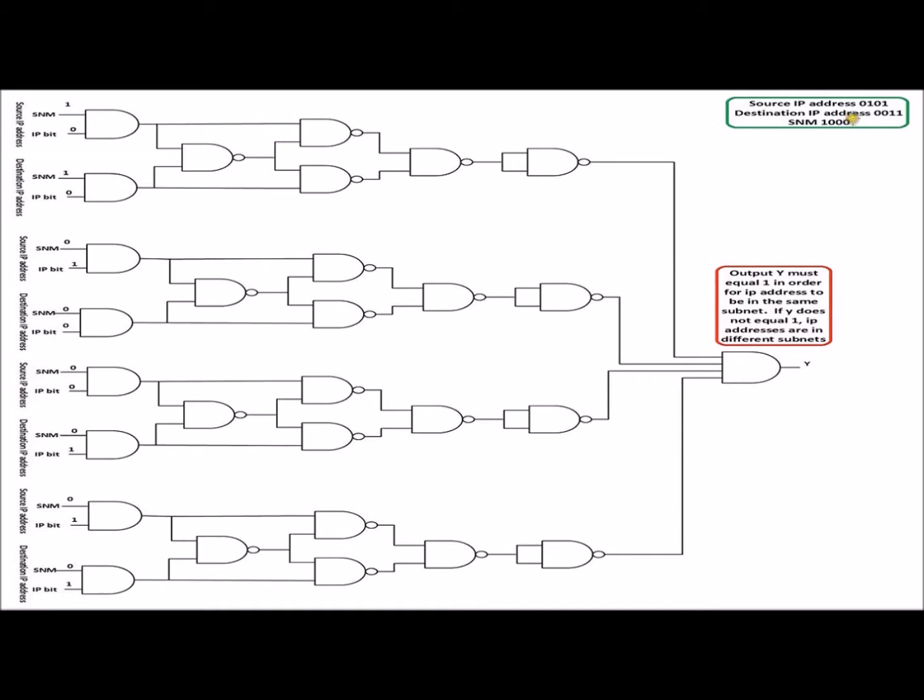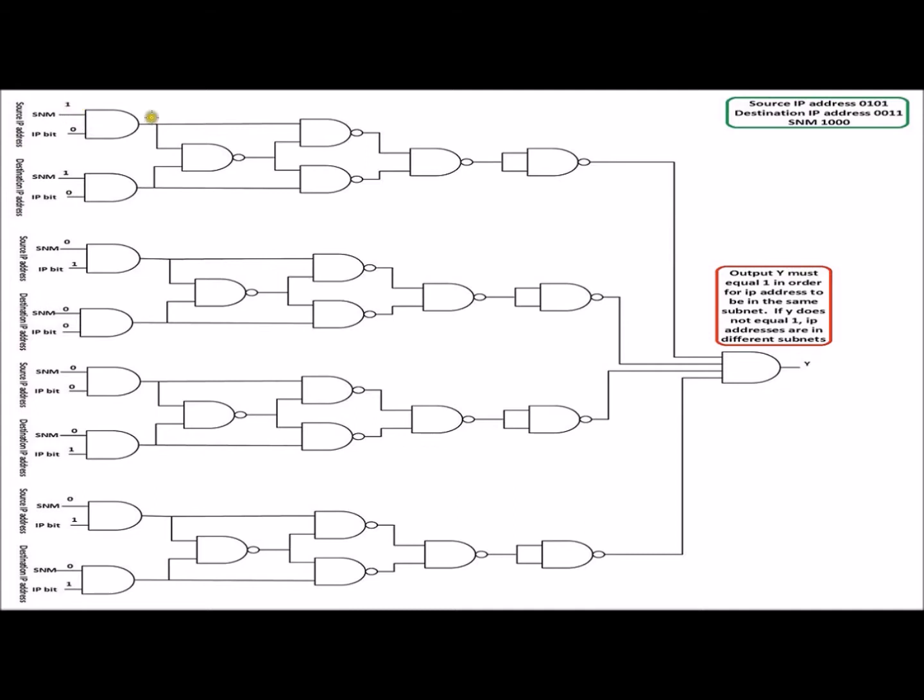We're going to look at the subnet mask of 1000, and we're going to use a source IP address of 0101 and a destination IP address of 0011. And again, I've already gone ahead and plugged those numbers in over here as far as our subnet mask goes, and our source and destination IP, I plugged those bits in as well. So it just becomes a matter of going through the functions.